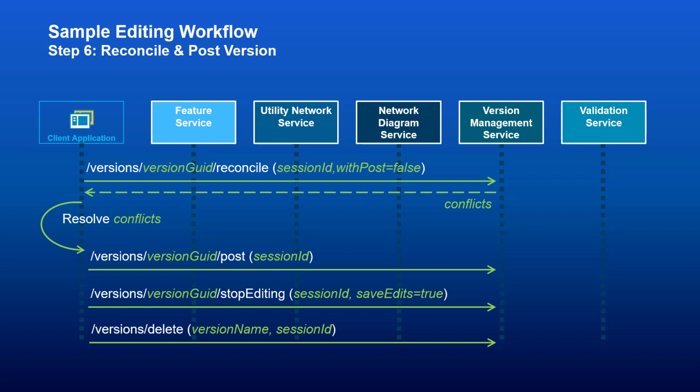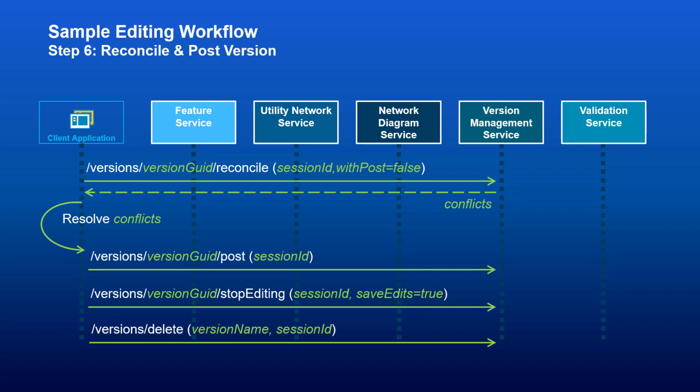The last step, once you've edited your data, validated your network, and created your diagram. The only remaining thing is, if you're happy with your changes and you want everybody to actually work with or see those changes, you will need to take the data from your version that you created and literally post it to the default version so that it will be available to others.